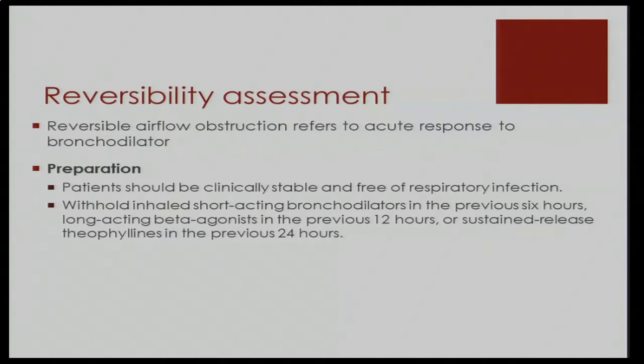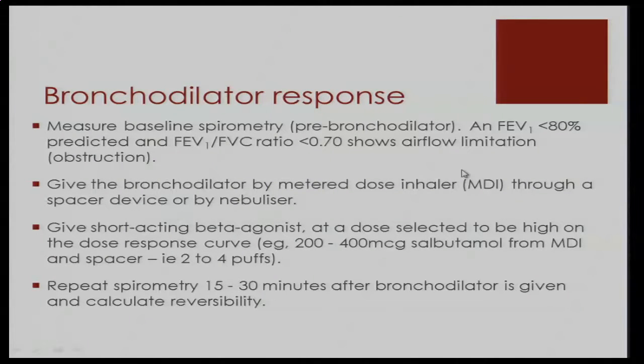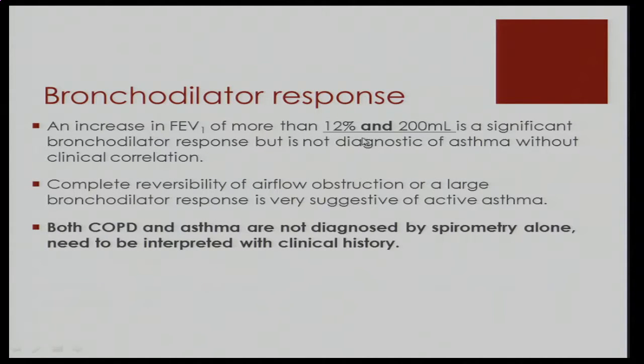And the patient needs to be stable, clinically stable, no recent respiratory tract infections, withhold medication: the short-acting beta agonists for the last 6 hours, long-acting beta agonists for 12 hours, no theophylline for the last 24 hours. And then we measure baseline spirometry, and then we give a bronchodilator at a high dose to the therapeutic range. So it's usually only actually 2 to 4 puffs of Ventolin through a puffer and spacer. And then repeat spirometry after 15 to 30 minutes. It's usually about 15 minutes. And then calculate whether there's been a change from baseline to the repeat testing. And a significant difference is when there's an increase of 12% and 200 mils after the bronchodilator has been administered.